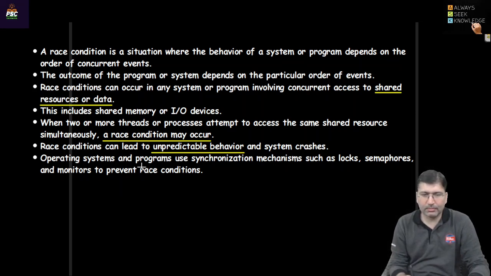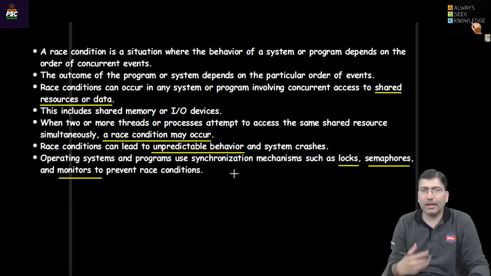Operating systems and programs use synchronization mechanisms such as locks, semaphores, and monitors to prevent race conditions. So we will discuss these things in detail in coming sessions. Semaphores is one of the very important topics. Okay, monitors also we will discuss. Now let's take an example and try to understand what a race is exactly.